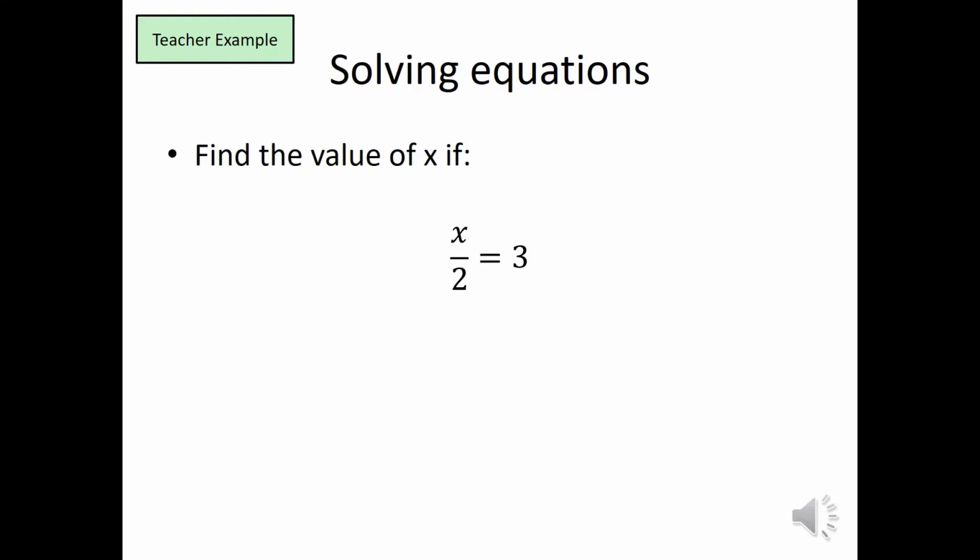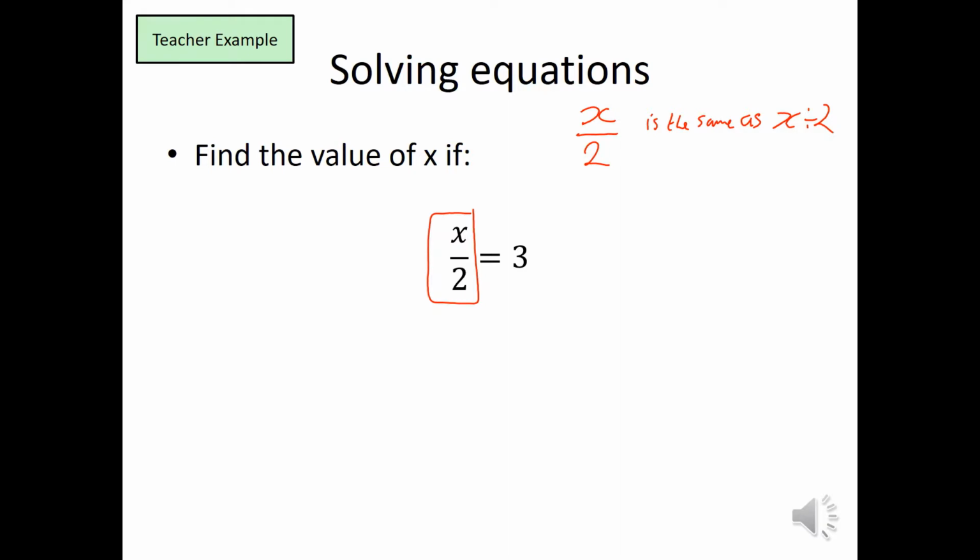Okay, our final example. Let's try and translate what this equation says. I have x, I have divided it by 2, and it is equal to 3. So x divided by 2 is equal to 3. I'm just going to write a little note up here. x over 2 is the same as x divided by 2, using the operation sign of divide. So x over 2 is the same thing as writing x divided by 2.